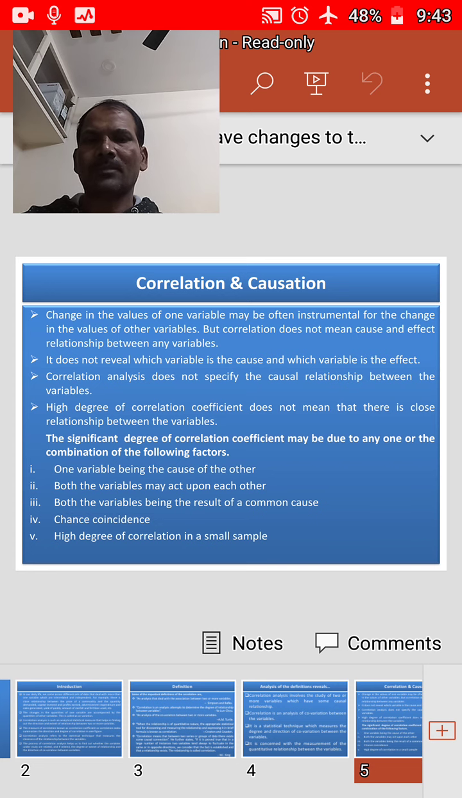And the second one is that both the variables may act upon each other. Sometimes we may come across two or more variables which may affect each other. For example, in the case of a high degree of correlation between price and demand of a commodity, it is possible that both variables, price and demand, may affect each other. For example, the price of gold is falling. Of course, we are not considering here rare goods or some luxurious goods.